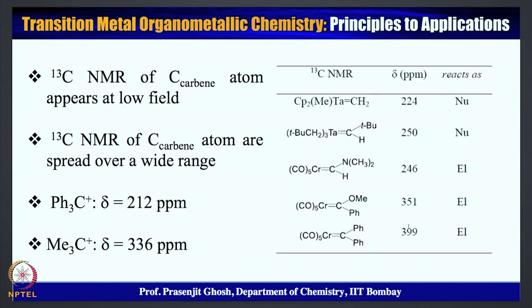Okay. Apart from IR, carbon NMR is also a very useful method where one can look at the chemical shift and then try to guess at the type of reactivity that they can show. What is obvious from here is that the metal carbene resonance is spread over a huge range, and one cannot obviously distinguish their reactivity just by looking at their chemical shift.